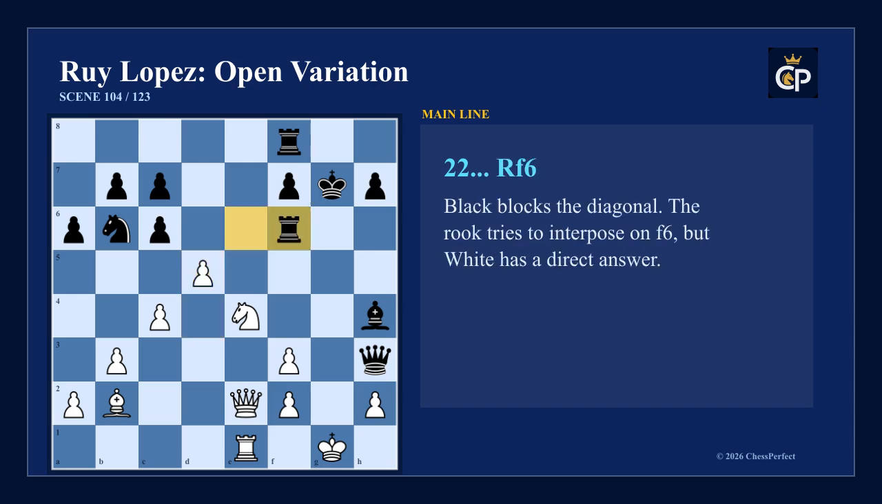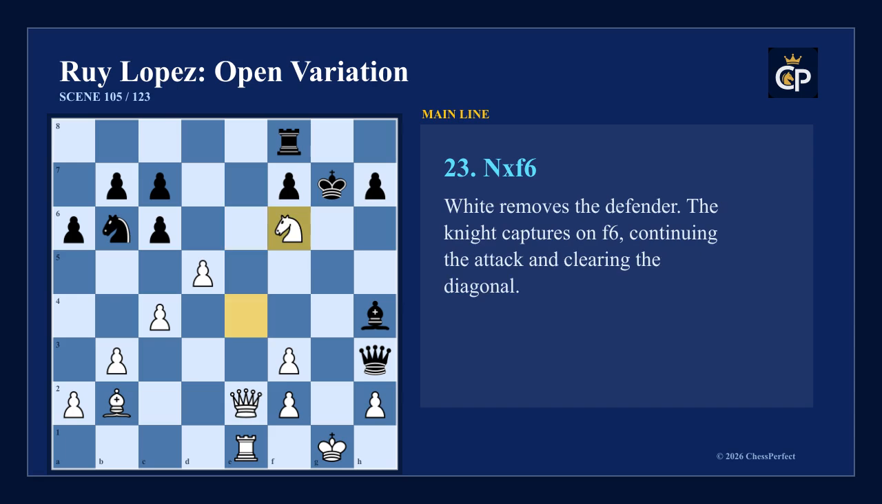Rook f6. Black blocks the diagonal. The rook tries to interpose on f6, but white has a direct answer. Knight takes f6. White removes the defender. The knight captures on f6, continuing the attack and clearing the diagonal.